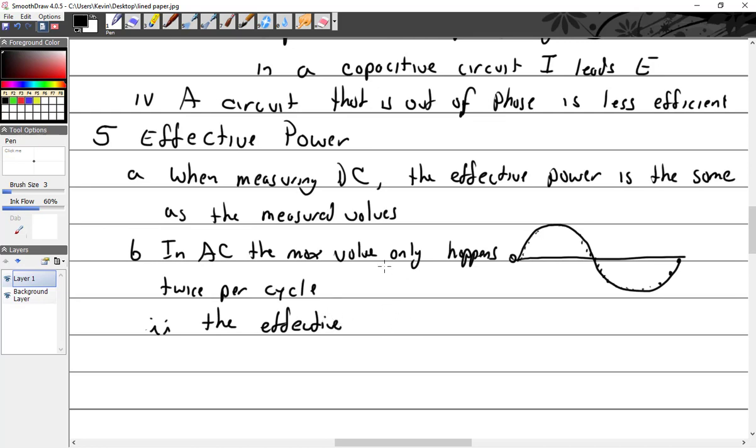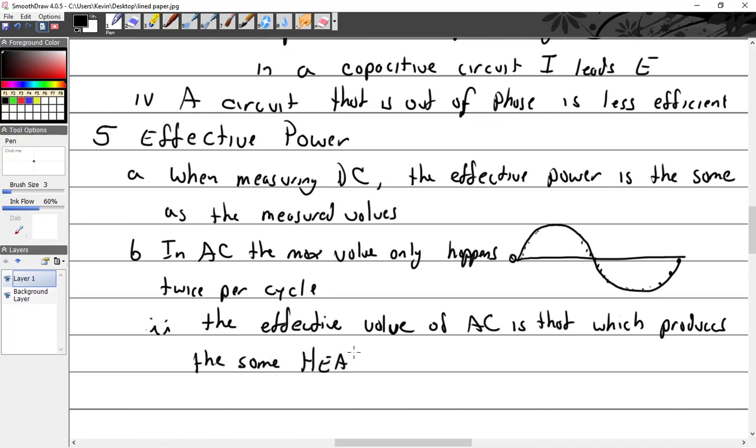Hope that's a question on the test. The effective value. Why do I keep missing my U there? V-A-L-U-E, value. Looks like valve now. The effective value of AC is that which produces the same heat value as DC.